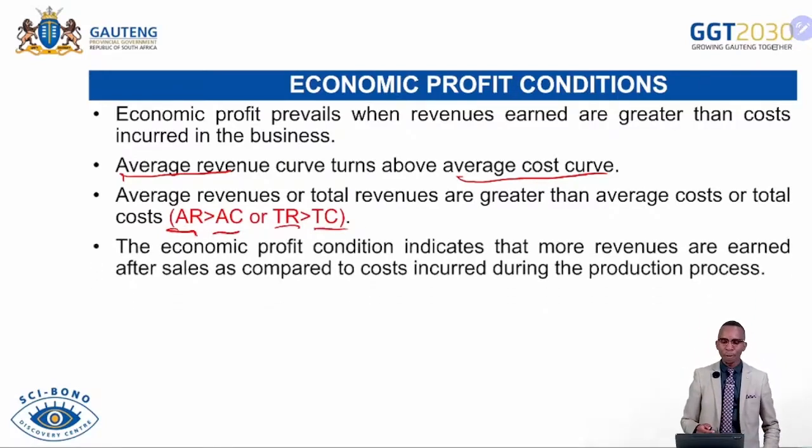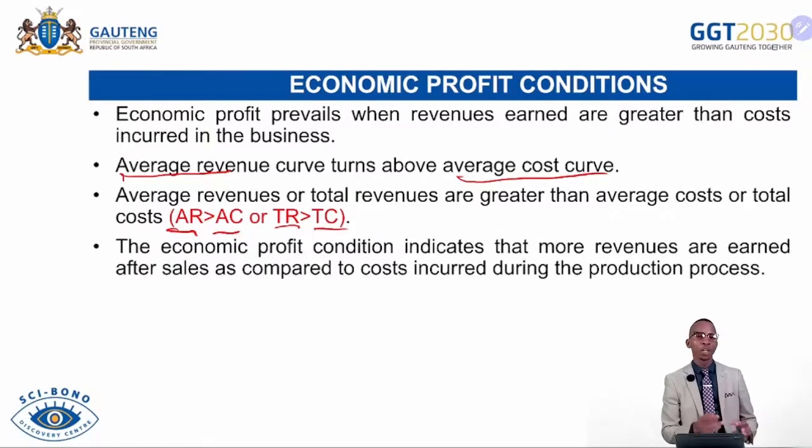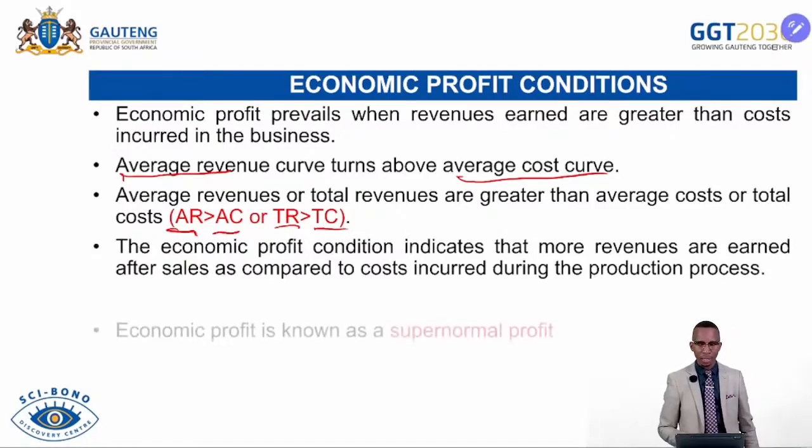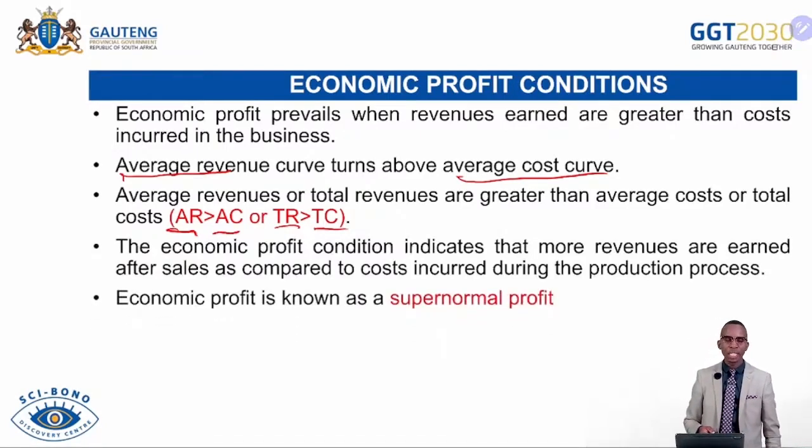The economic profit condition indicates that more revenues are earned after sales as compared to the cost incurred during the production process, meaning there are more revenues than cost. The business managed to receive an extra amount after sales as compared to the amount that it injected to produce the product. Economic profit is known as the supernormal profit.